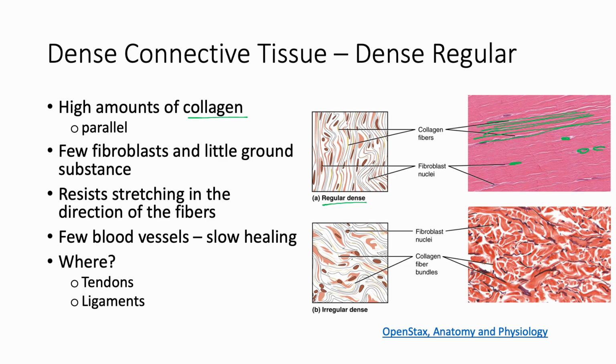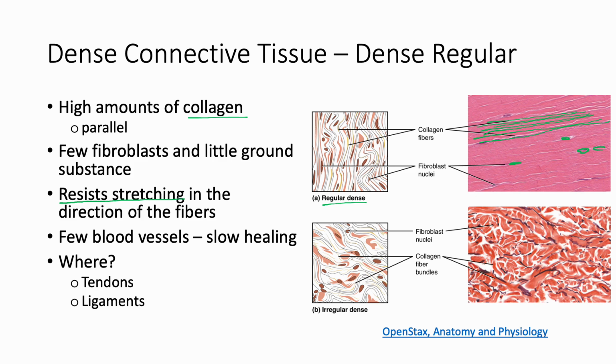Now, what is the function? Well, this type of tissue, because of the parallel arrangement of the fibers, is going to resist stretching in the direction of the fibers. Now, we don't have very many blood vessels in this dense regular connective tissue. Therefore, if you have an injury in this area, because you don't have a regular supply from the blood, it may have a slow healing process.